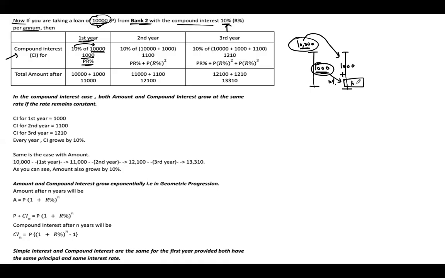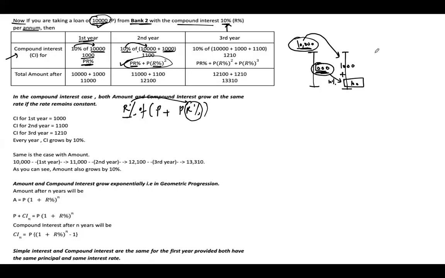R percent. So 10. So in order to write, for example, you're getting 10% on 10,000 and 10% on this 1,000. So I'm writing this 10,000 as, let's say, this is principal, and what is this 1,000? 1,000 is again PR percent. So P into R would give you PR percent, and how many R percent would be there? 2. So R percent the whole square. This is compound interest for the second year.